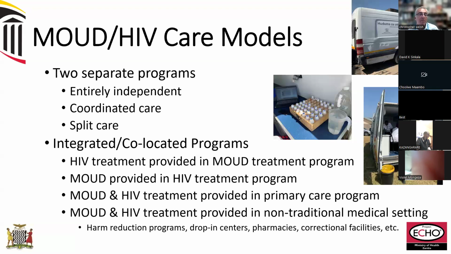you can either put the HIV treatment in the MOUD treatment program, or you could do it the opposite way. It's harder with methadone, but certainly buprenorphine can be provided out of an HIV treatment program. You could do it in a third setting, like primary care or even an obstetrics clinic, where you're treating a lot of people with HIV and opioid use disorder. And then there are other models where you're doing it in a non-traditional medical setting, within a drop-in center or a syringe service program, or in a pharmacy itself.